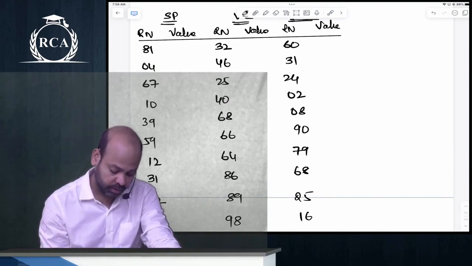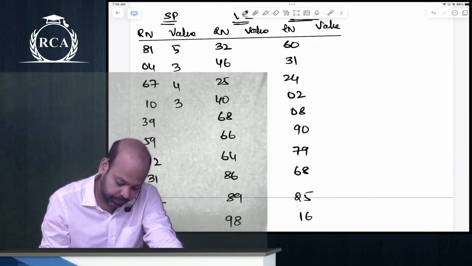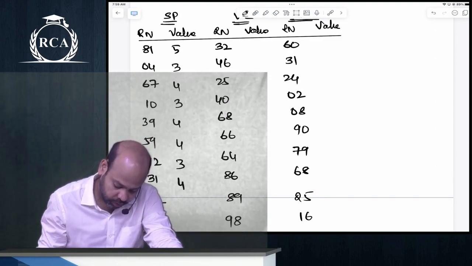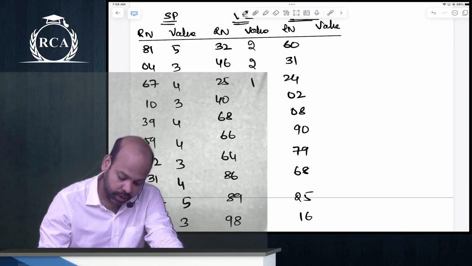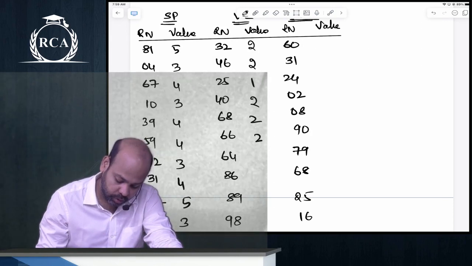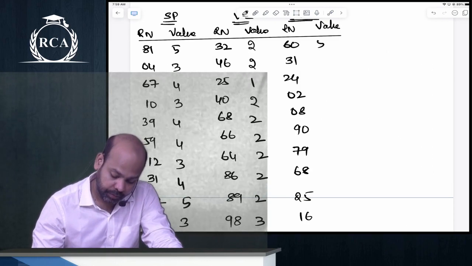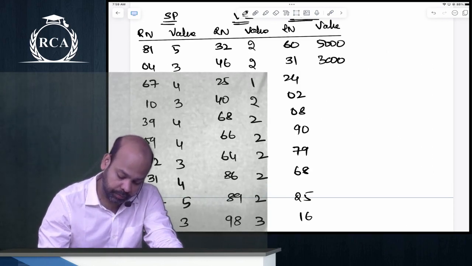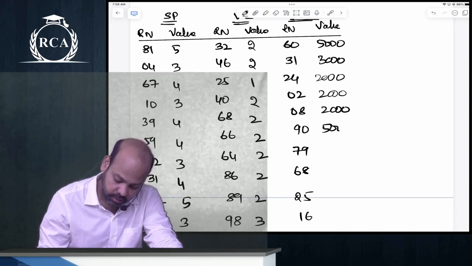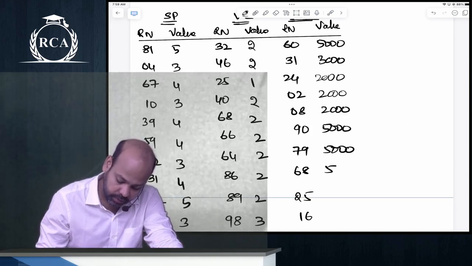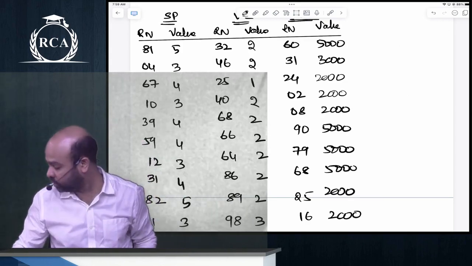Shubham, selling prices bolo. 5, 3, 4, 3, 4, 4, 3, 4, 5, 3. Variable cost: 2, 2, 1, 2, 2, 2, 2, 2, 3. Sales volume: 5000, 3000, 2000, 2000, 2000, 2000, 2000. This is your sales volume, guys.